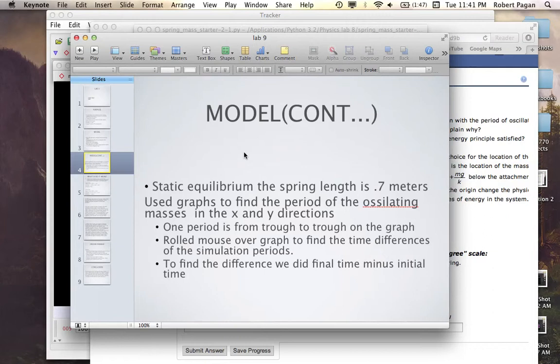Static equilibrium, the spring length is 0.7 meters. We used graphs to find the period of the oscillating masses in the x and y directions. And to find the difference, we did the final time minus initial time.